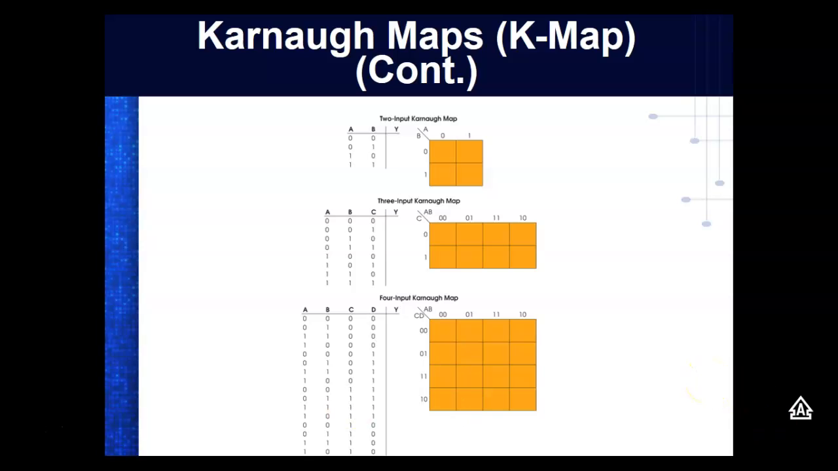So this is a 4 input, so you got 16 in your chart. If you added one more input, your chart would have to have 32. If you went one more input, you'd have to have 64 blocks.